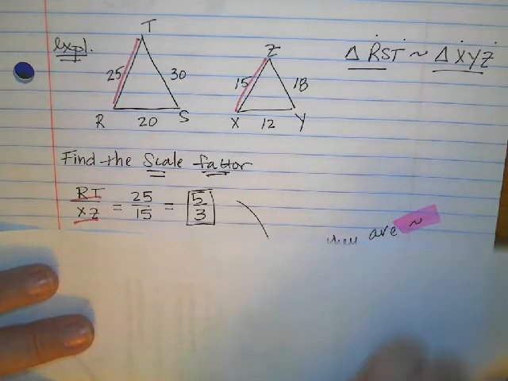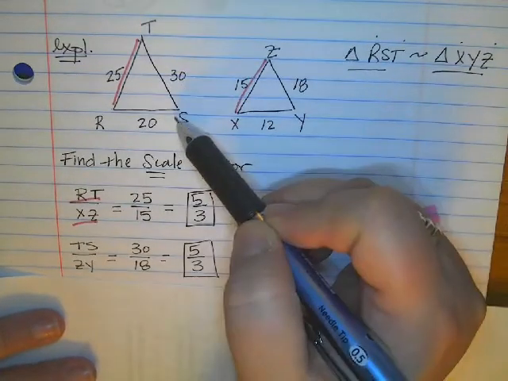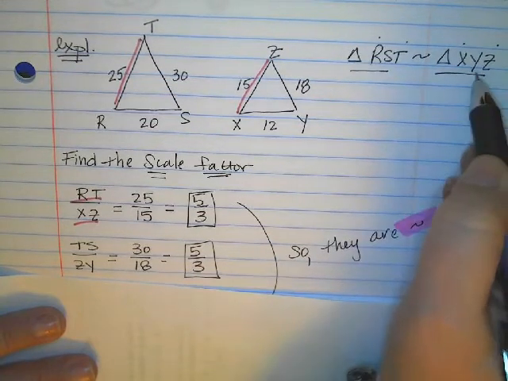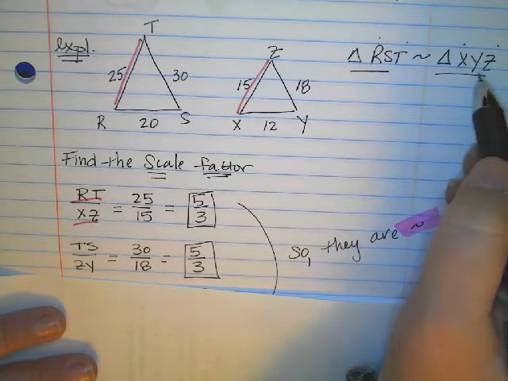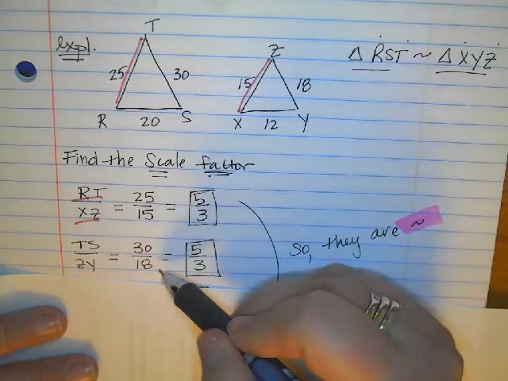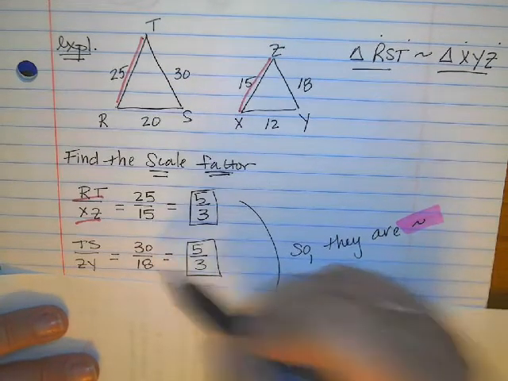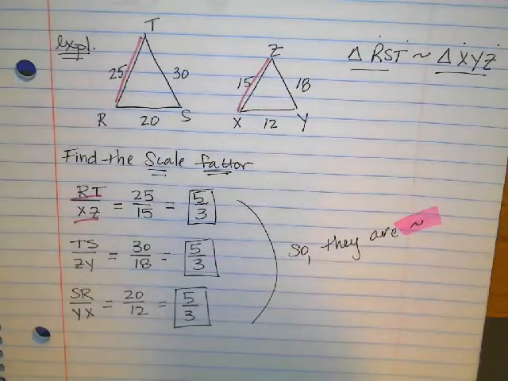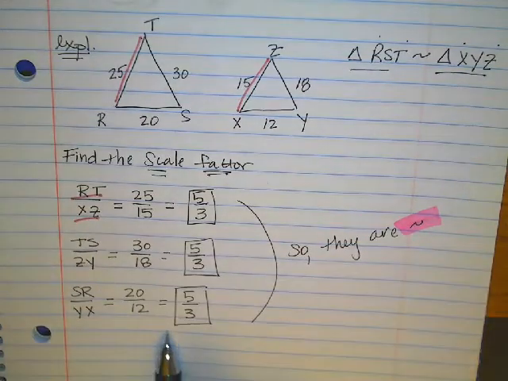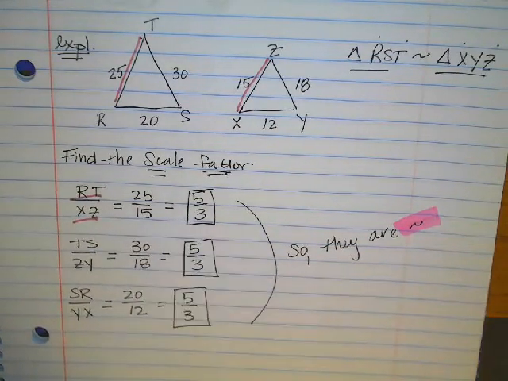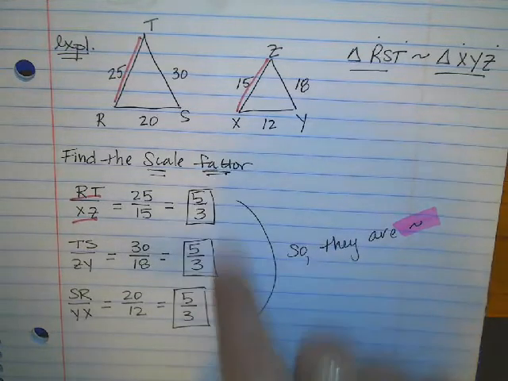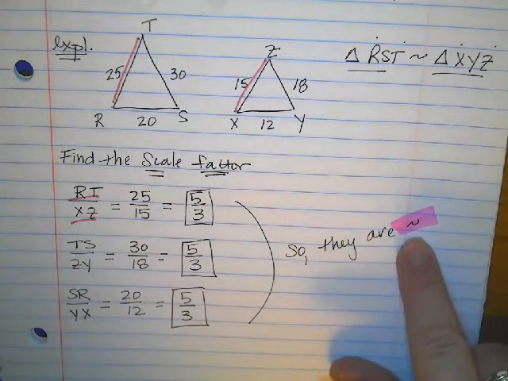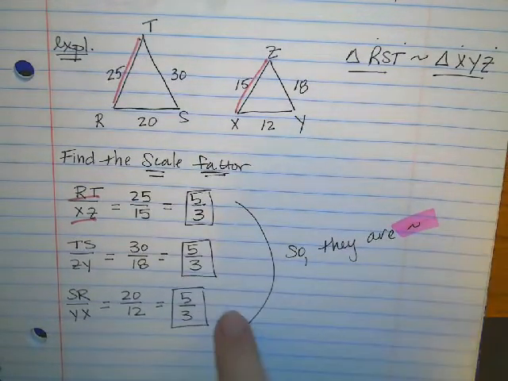So then I can walk through and do the same thing. This time I did TS. So notice TS or ST are these last two. So they should match with YZ or ZY, which is 18. So you can see where I got my second fraction. And notice when I simplify both of these, they are the same. They're 5/3. You can take a look and see the last set as well. 20 to 12 also simplifies to 5/3. So this 5/3 is called the scale factor. And again, I know that they are similar because they have a common scale factor.